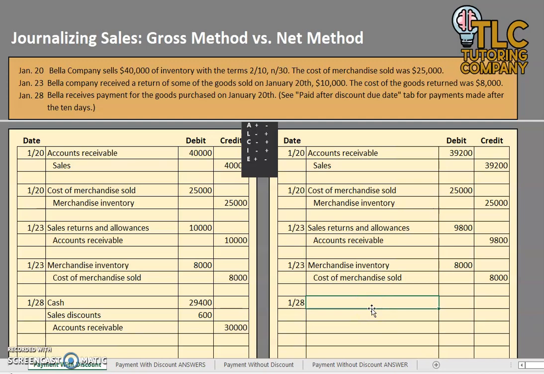But now once we get to the net method, things are a little bit different. Here, we're still going to be receiving $29,400 cash. That scenario doesn't change. However, when it comes to the accounts receivable, let's go ahead and do the math for that one. We see that we debited it for $39,200, credited it for $9,800. We're done. They equal. That's because we went ahead and assumed that the discount would be taken, so we would be done there.